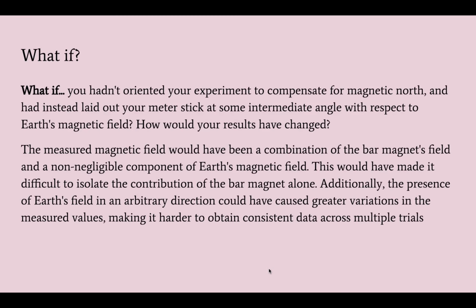What if you hadn't oriented your experiment to compensate for magnetic north and had just laid out your meter stick at some angle with respect to Earth's magnetic field? The measured magnetic field would have been a combination of the bar's magnetic field and a non-negligible component of the Earth's magnetic field. This would have made it difficult to isolate the contribution of the bar magnet alone, and the presence of the Earth's field could have caused greater variations in the measured value, making it harder to obtain consistent data.